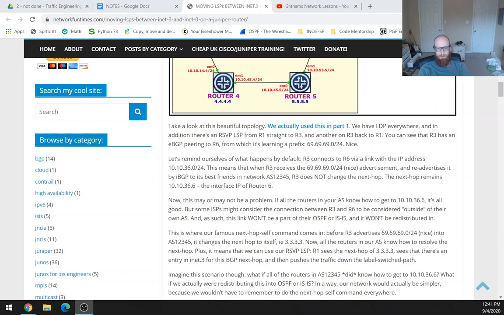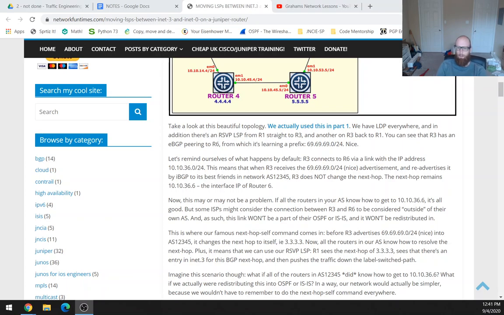Let's remind ourselves of what happens by default. R3 connects to R6 via a link with the IP address 10.10.36.0/24. This means that when R3 receives the 69.69.69.0/24 advertisement, and re-advertises it by IBGP to its best friends in network AS12345, R3 does not change the next hop. The next hop remains 10.10.36.6, the interface IP of router 6.